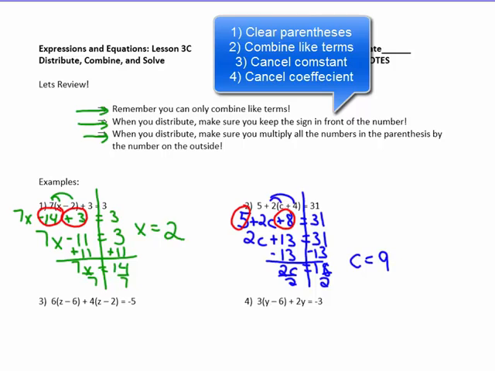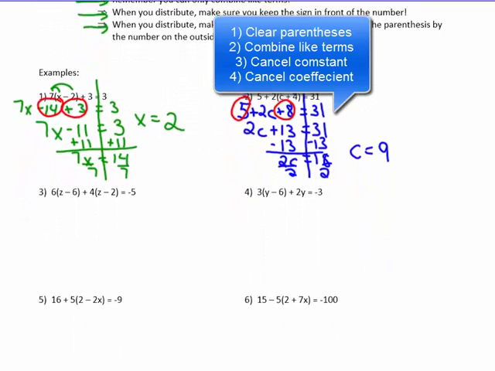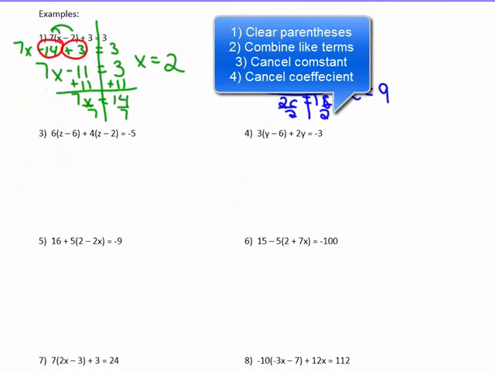All right. Oh my gosh, look at number 3. It looks really hard because there are 2 sets of parentheses. It just means I have to do my distributive property twice. The first time I'm going to get 6z minus 36. For the second one, 4z minus 8 equals negative 5.